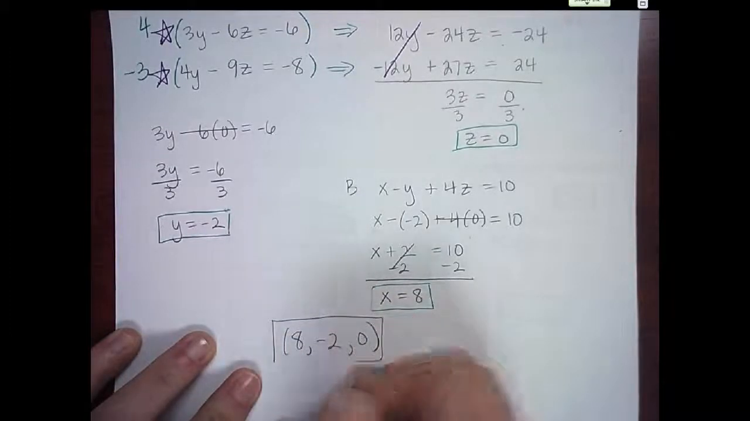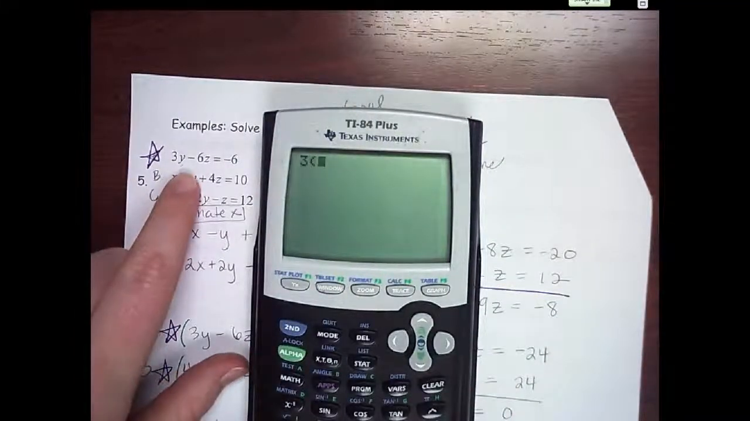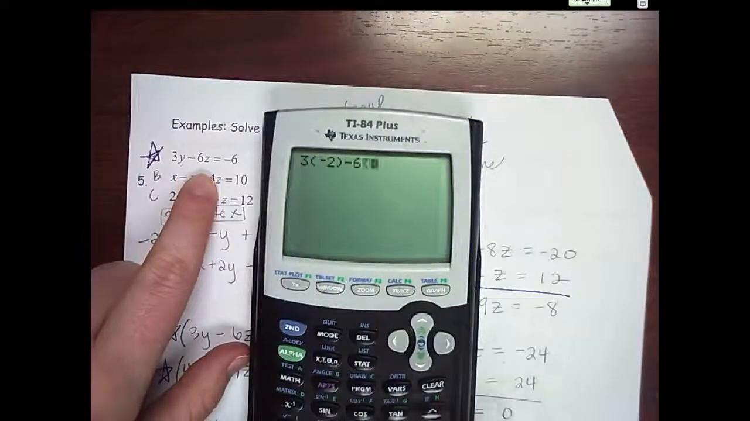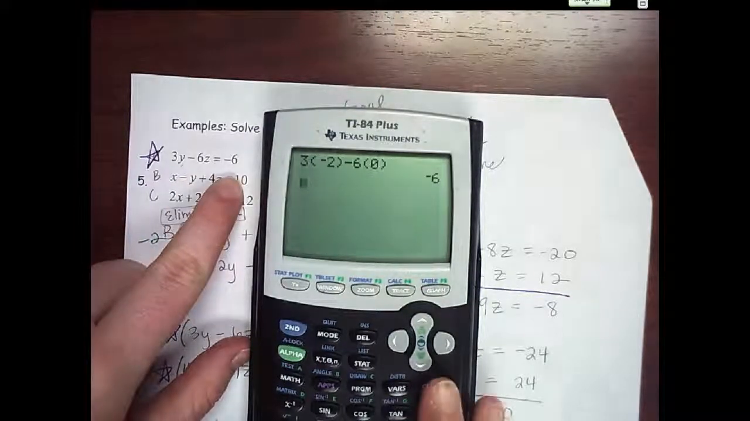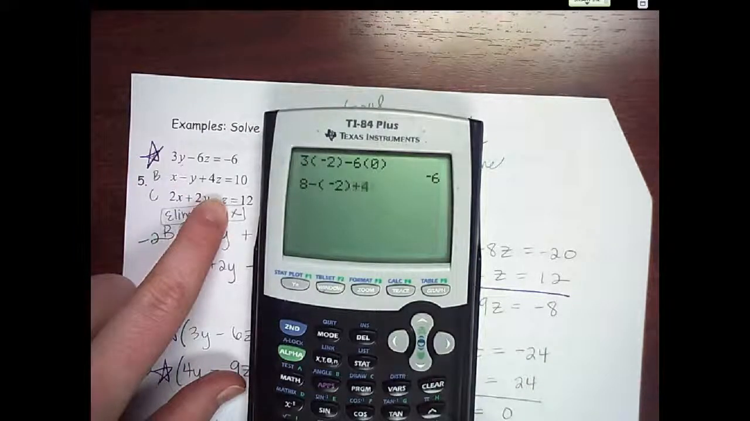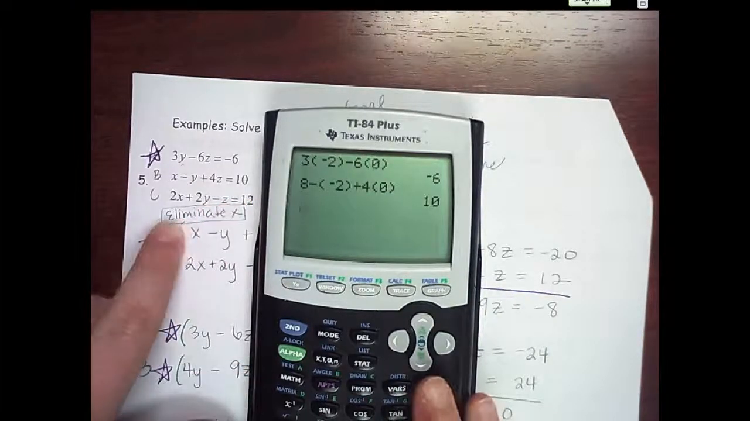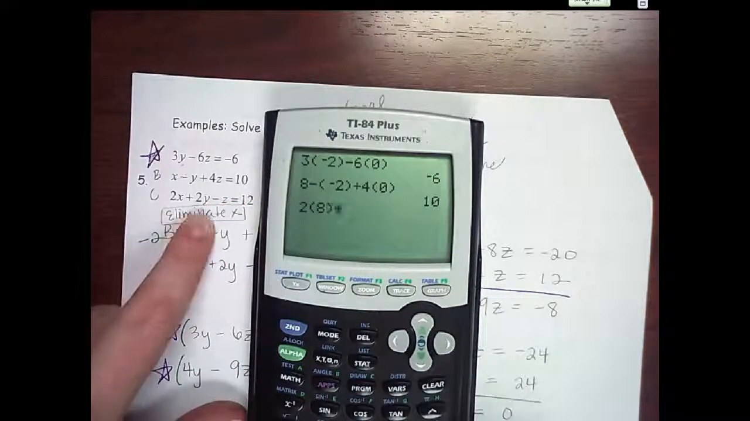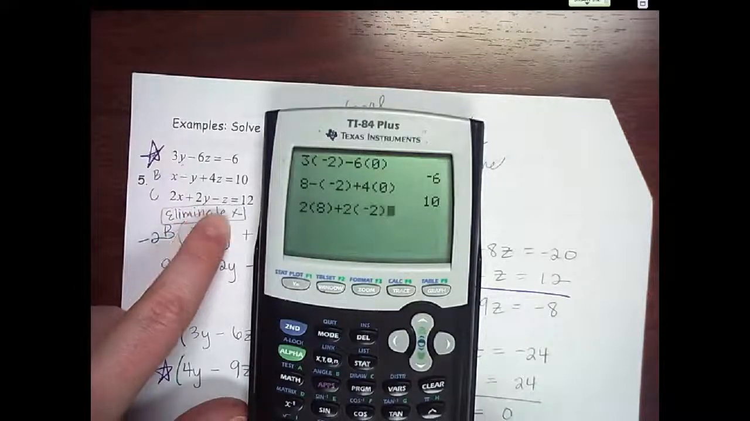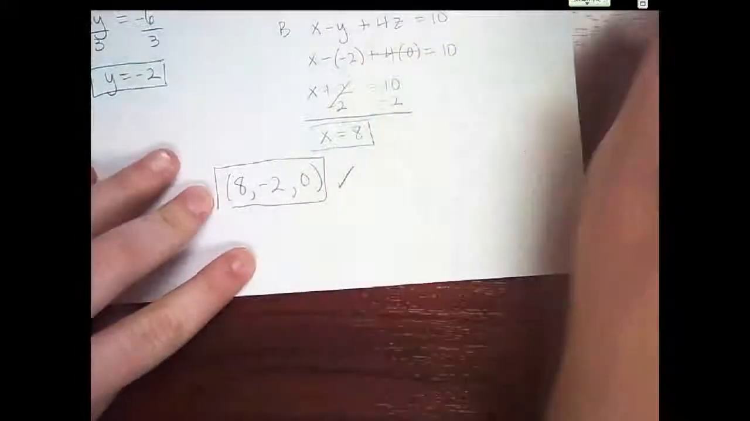And let's double check our answers. Okay, so we'll go back to the beginning. This is where you want to check all your answers at the final end. So I have 3 times y, which is negative 2, minus 6 times 0 equals negative 6. So that works. Then I have 8 minus negative 2 plus 4 times 0 equals 10. Perfect. And the last one, 2 times 8 plus 2 times negative 2 minus 0 equals 12. So all of my answers worked, and I am done with that problem.